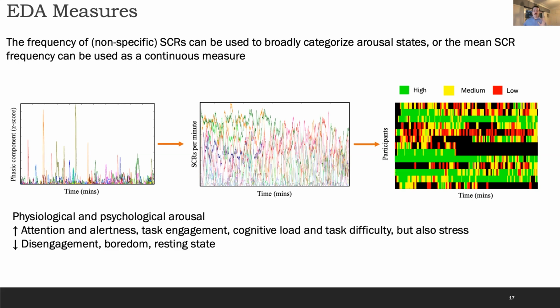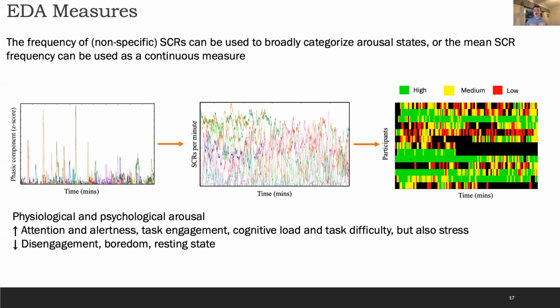When we're looking at these kinds of measures, we're trying to infer the link between the physiological and the psychological arousal. Here, when we see higher physiological arousal, we typically infer that this is related to greater amounts of attention and alertness. But you also see higher arousal, or physiological activation as it's sometimes called, when people are engaged in tasks, when they have higher cognitive load, but also with higher task difficulty and higher stress levels.